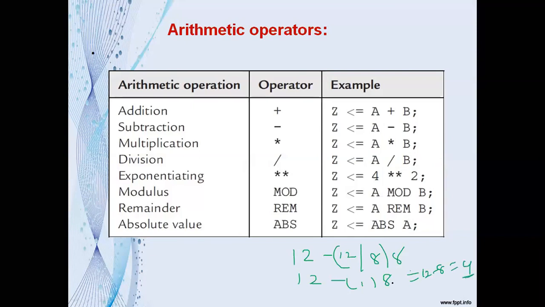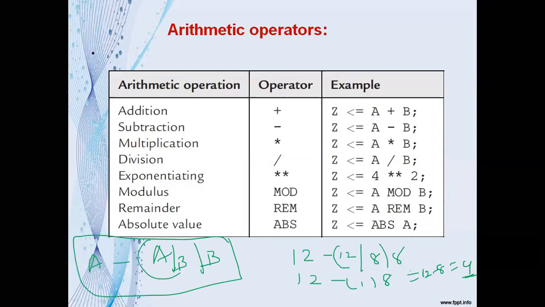The remainder here is 4. So you can know the value directly either by the traditional division operation, or by using this function. This is how VHDL determines the remainder value: A minus A by B into B. Using this, it determines the remainder. Okay, fine.